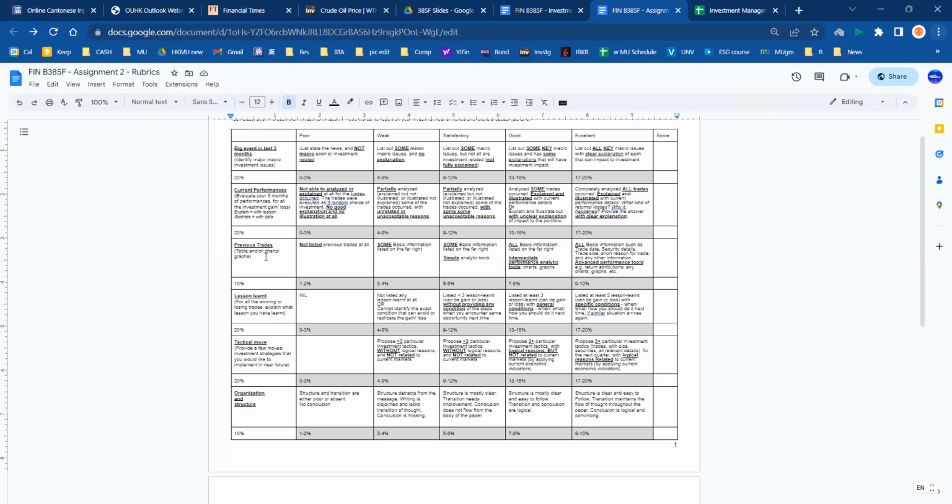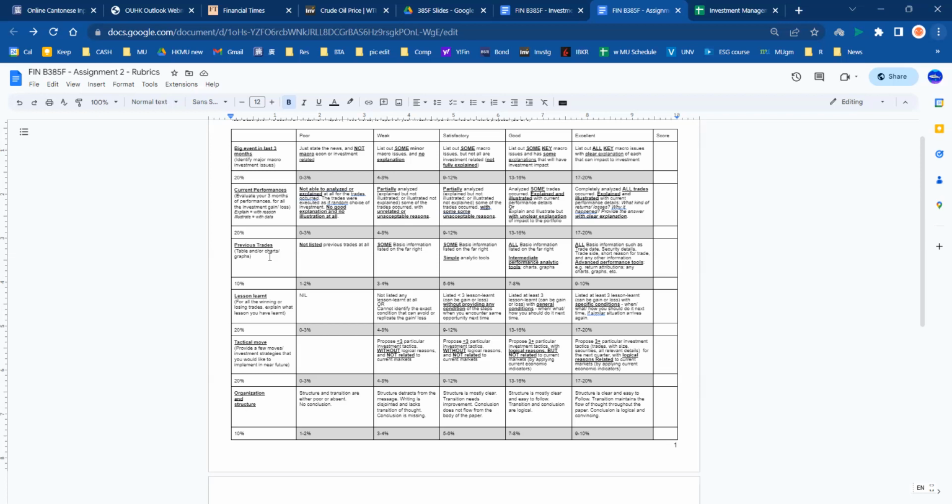The previous trades, again, are very easy. You don't need to write out anything, you just need to do a snapshot. You don't need to copy all the trades, but as long as you mention some major winning or major losing trades, that's good enough. Someone actually made 60 trades per day for the last 2 months. I'm not going to check everything, right? So just give me a snapshot.